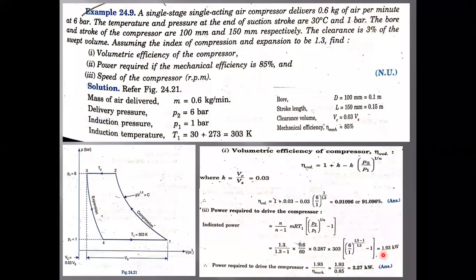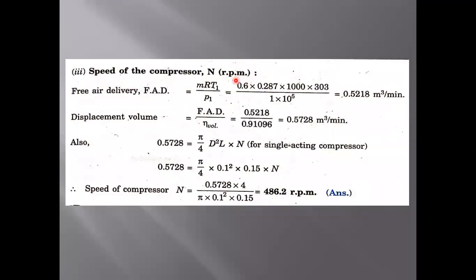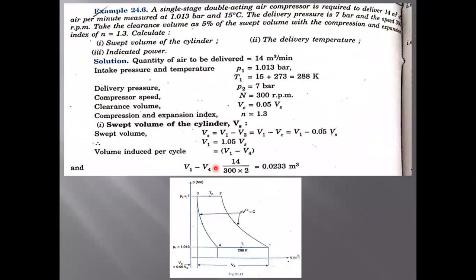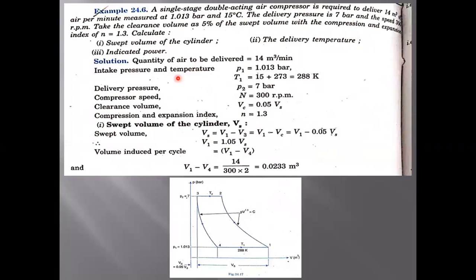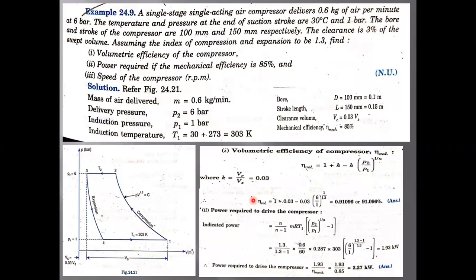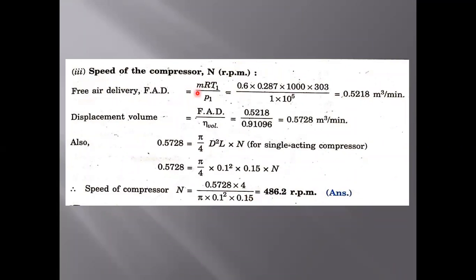Okay, till now we have found the volumetric efficiency and the power required. Next, what he asked: the speed of the compressor, right? To know the speed of the compressor, we have already done this while discussing some of the previous problems, right? Free air delivered, displacement volume, like that. In a similar way, free air delivered is mRT1 by P1. From PV equals mRT, from that formula we have derived this one.